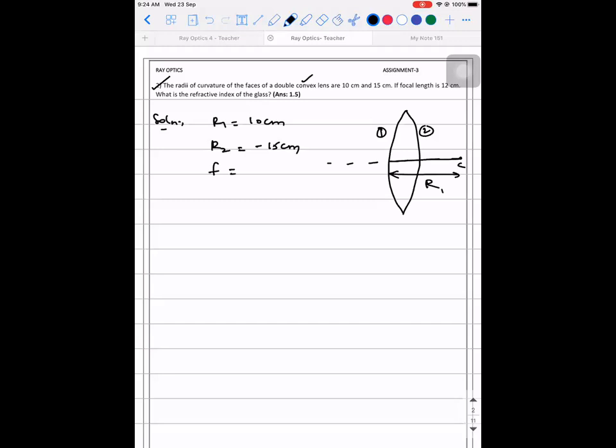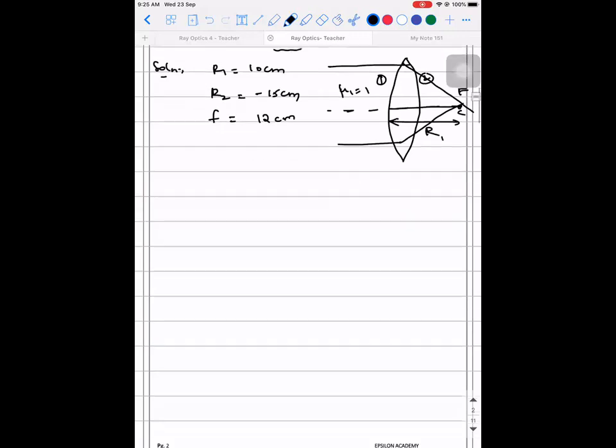Positive. It is positive because by default all the objects are kept on the left hand side. So when you take rays parallel to the principal axis, this is where the first focus is going to get formed. So it is going to be positive 12 centimeter. What is the refractive index of the glass? Again, same thing. Since they have asked what is the refractive index of glass, the outside medium is assumed to be air because no information is given.